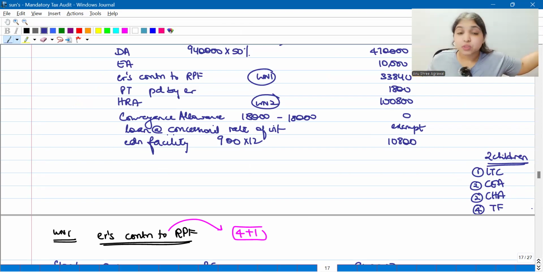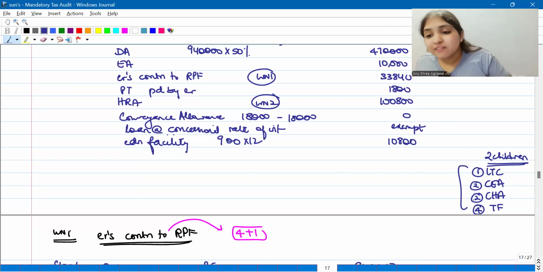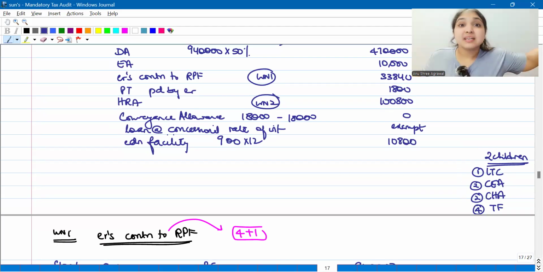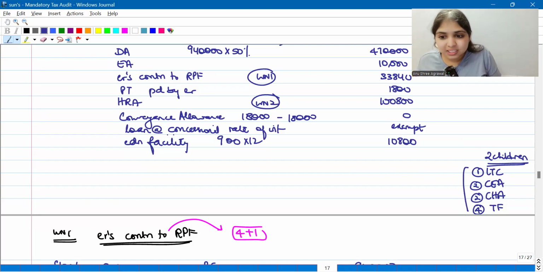Section 80C, tuition fees for education in India: maximum two children, the assessee's own children. Nowhere else do you have the two children limit. Clubbing, minor child clubbing, section 10(32), the 1,500 exemption you give, no two children limit. Education facility, the assessee's own children getting educated, the 1,000 per month per child exemption you have, no two children limit. You have the two children limit only in these four places.